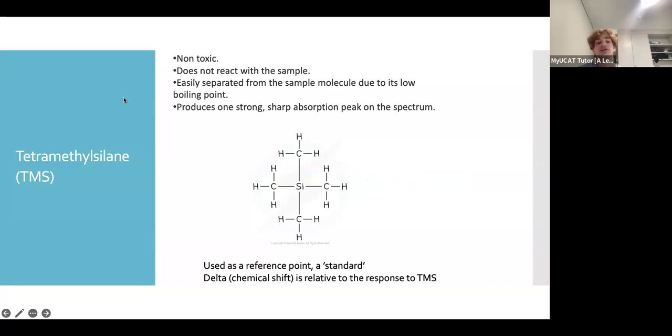Often they ask in exams, why is TMS used? Not only is it useful because it gives out 1 spike, and because that spike is very far to the left, so it's very useful to relativize everything else to. It's also a non-toxic compound. It's non-reactive, it's inert. It has a really low boiling point, which is useful to distill it away from everything else so it can be separated and reused. And this is the really key point: it produces one strong, sharp absorption peak on the spectrum. So chemical shift, which you might see as delta, is given relative to the standard, and the standard is the TMS spike. TMS is a volatile compound, has a low boiling point, which is useful because it distills off easily and can be reused.